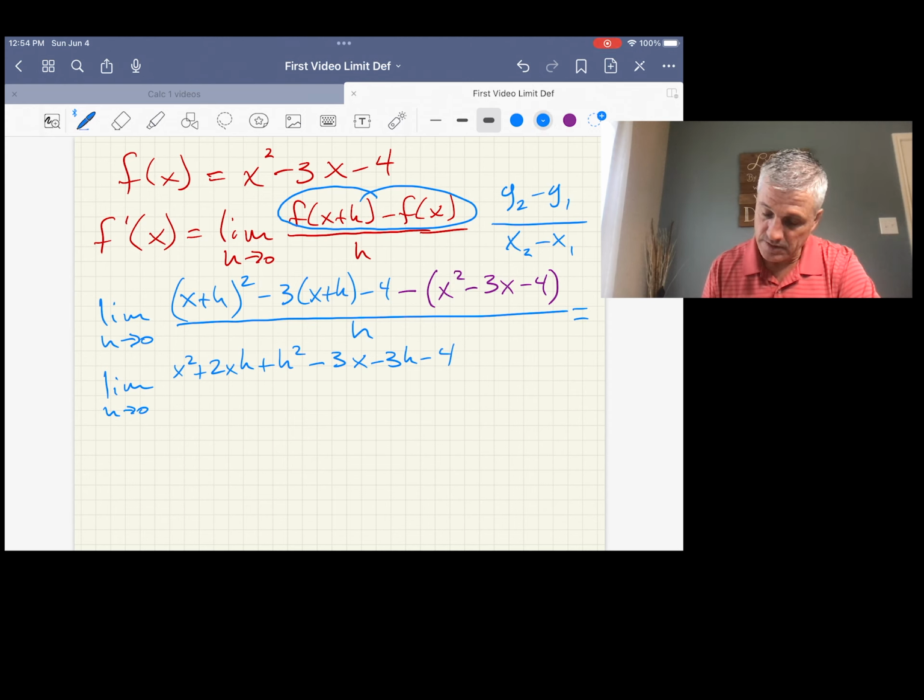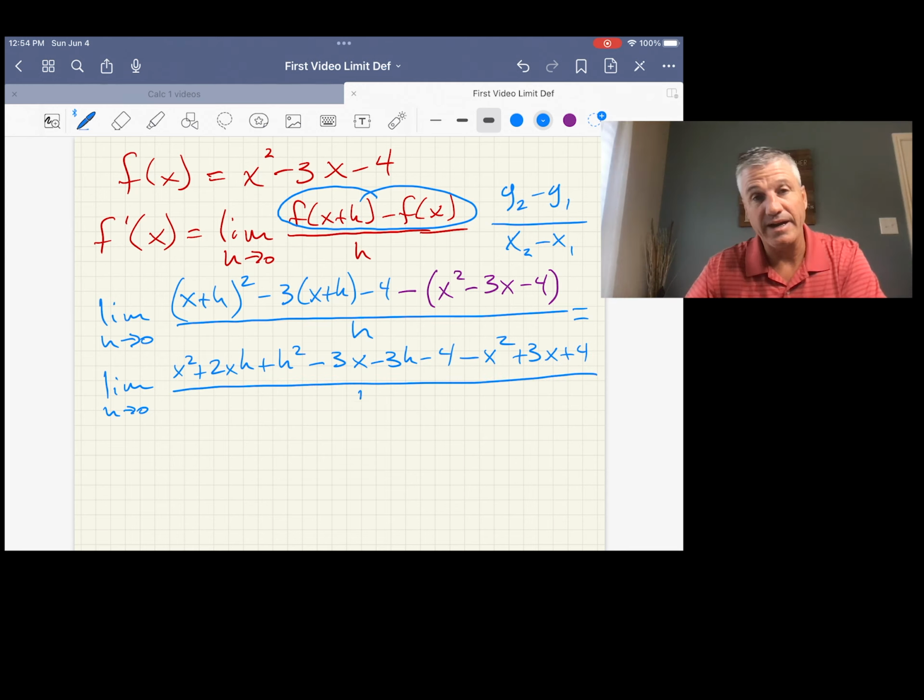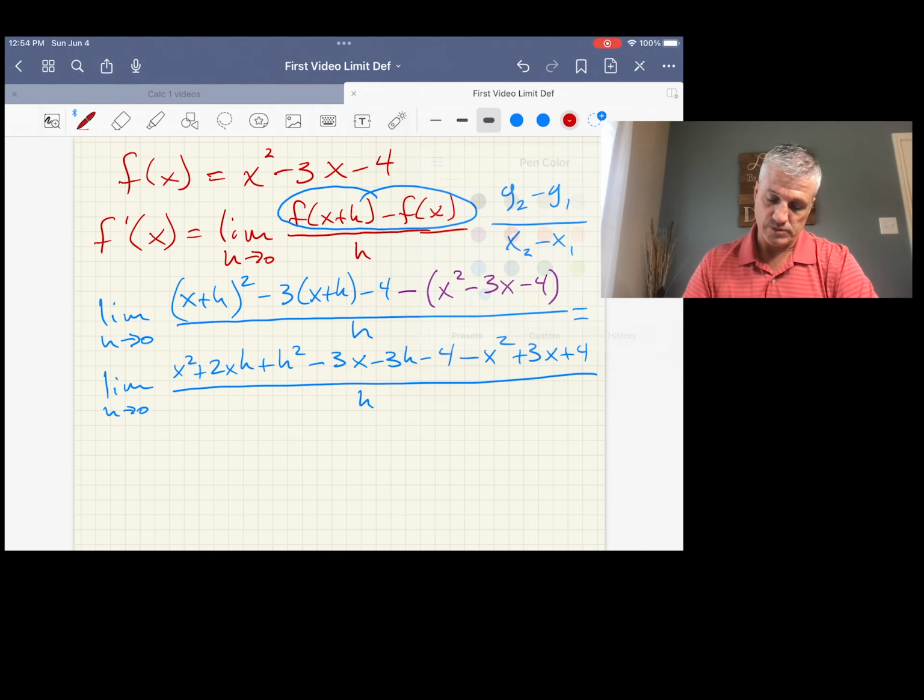Minus, now notice I'm going to multiply the negative through this second parentheses here, so I'm going to have minus x squared plus 3x plus 4. And this is all over h. Now, if we've done things right, at least with a polynomial, then what we will find is that a lot of stuff cancels out. And notice, sure enough, the x squareds cancel out. The negative 3x cancels here with the positive 3x, and the minus 4 cancels out with the positive 4.